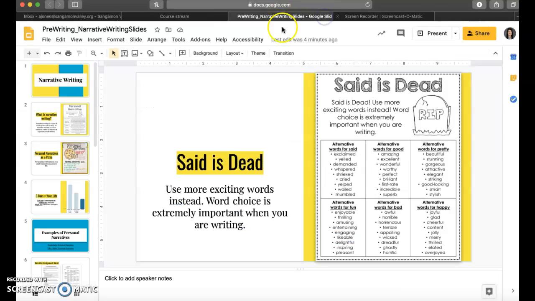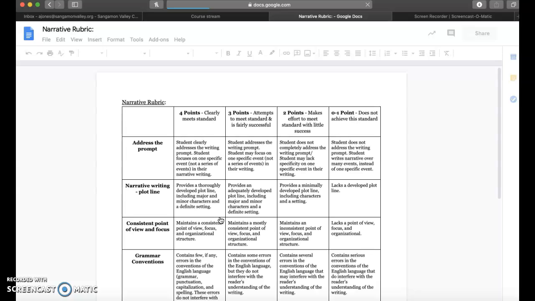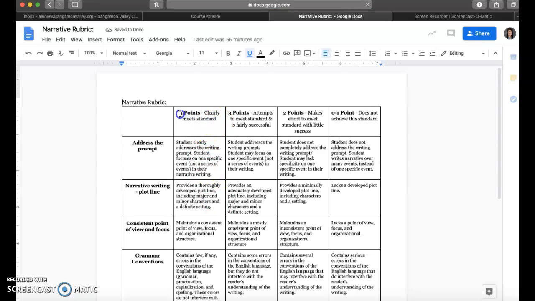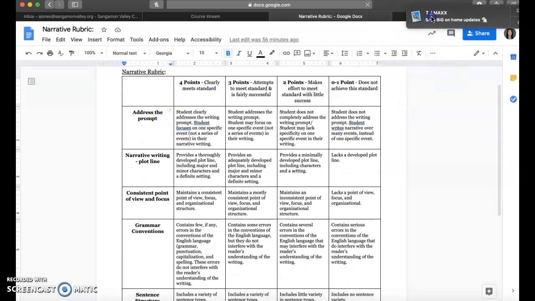All right, I'm going to go back to our Google Classroom and take a look at the rubric. And I'm just going to be looking at what you need to do to earn all 4 points and clearly meet the standard. So address the prompt. Students clearly address the writing prompt. Student focuses on one specific event, not a series of events in their narrative writing. So in order to earn all 4 points, you need to do this.